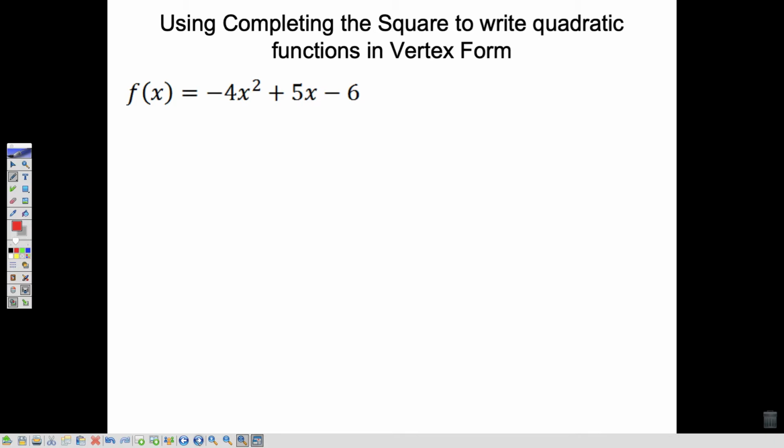Okay, so should we have a factor first? Yeah. We're not factoring the whole thing, we're only factoring right there. So 4 and 1. So we have x squared minus 5 over 4 x plus, and then minus 6.